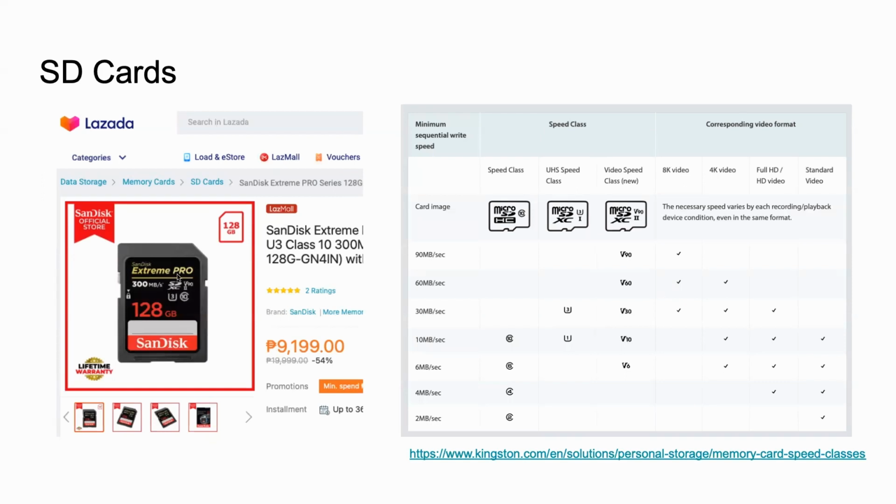But again, remember the video is just several images in succession, no? So, ito na yung tinatawag na video speed class. This is the latest because we can do 8K na, di ba? From 4K, we can now do 8K video. So, look at the price.